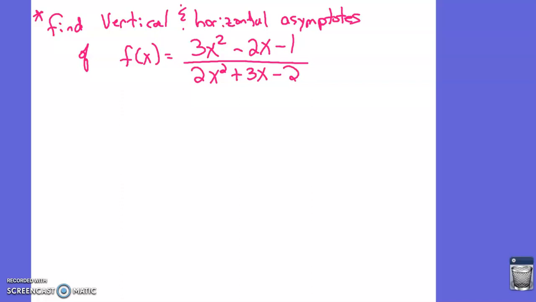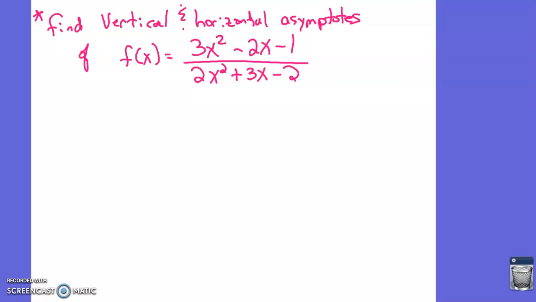This is 3.6 rational functions. This is part 2 of the video, so if you have not watched part 1, make sure you go back and watch part 1. I'm just going to continue talking about finding the vertical and horizontal asymptotes of this function, and then domain, range, and graphing the function.